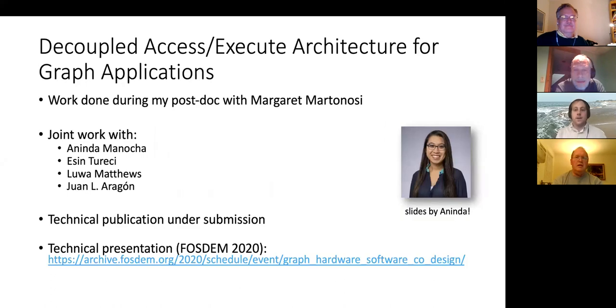So this is the work that I did while I was at Princeton with Margaret Martonosi. The title is Decoupled Access Execute Architectures for Graph Applications. I worked with a bunch of the students and researchers in Margaret's lab. Anita Manocha is the main PhD student, and as we all know, they do a lot of the work, so I am very thankful for the chance to work with her. In fact, she did a bunch of these slides. Our technical publication is under submission, but we did give a technical presentation at FOSDEM, right before the pandemic, I think in February. You can watch that video here, with Anita presenting this work.